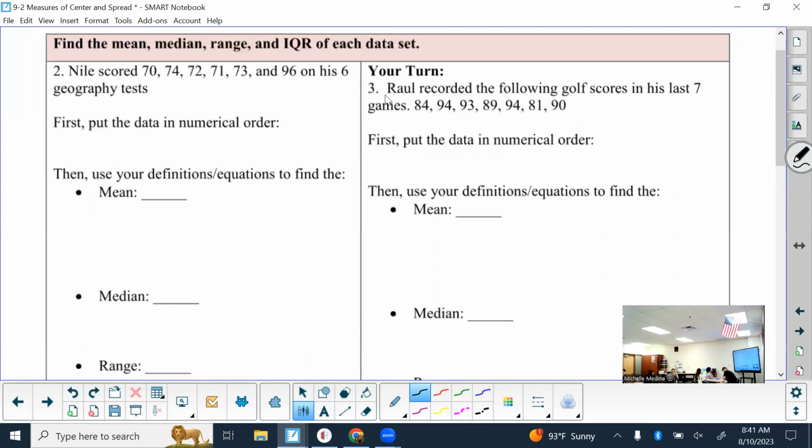And then go ahead and try this one: Raul got the following golf scores in his last 7 games. Do that as well. Questions? Okay.